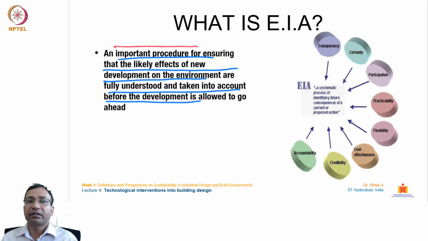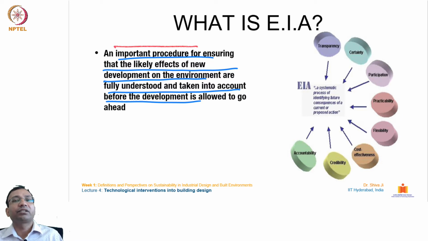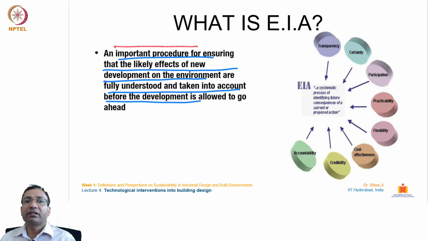So it takes care of this with the help of preemptive measures and calculations. It's a systematic process of identifying future consequences of a current or proposed action. That is what it does, and that is the main objective of conducting EIA. It results in setting up accountability. It establishes credibility. It checks cost effectiveness. It proposes flexible ways to do things. It checks the practicality. It checks participation. It involves people and different stakeholders. It talks about certainty, and the things which are going to certainly happen. So it talks in finite terms.